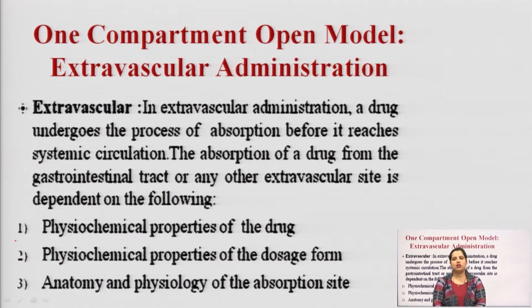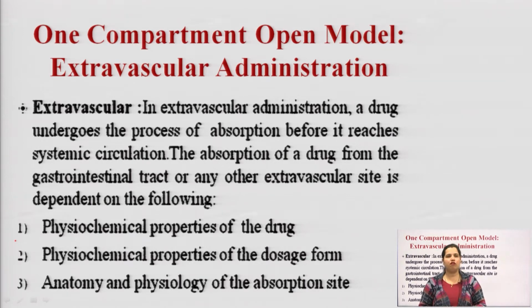In extravascular administration, a drug undergoes the process of absorption before it reaches systemic circulation. Extravascular administration basically involves all the administration given orally, or by routes other than IV, where the drug is absorbed first and then reaches systemic circulation. Fine. So, an oral tablet or any kind of oral formulation first goes to the GIT, through the stomach, and then gets absorbed into the systemic circulation, distributed all over the body, and then metabolized and followed by excretion.